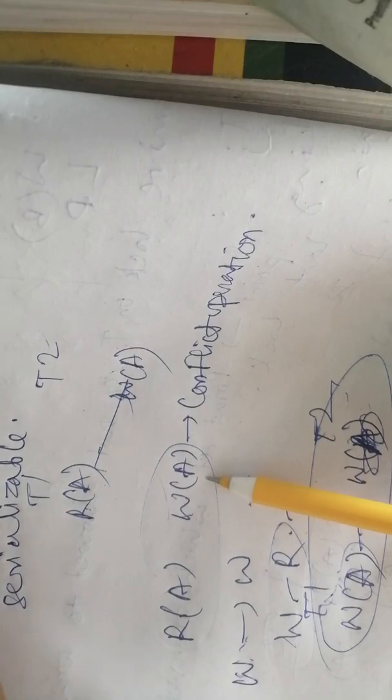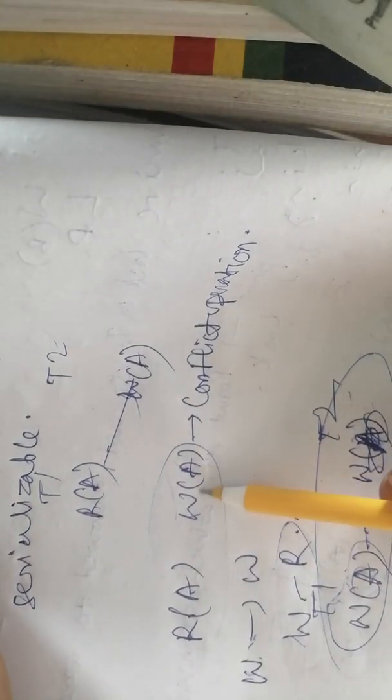It is read A and write A, for this reason this is a conflicting operation. If this is B, then it is not a conflicting operation.